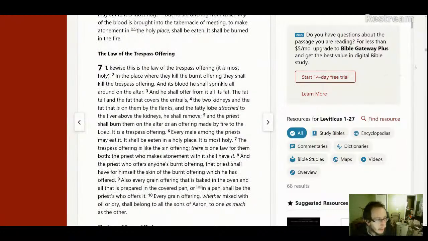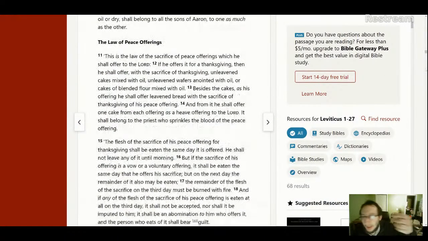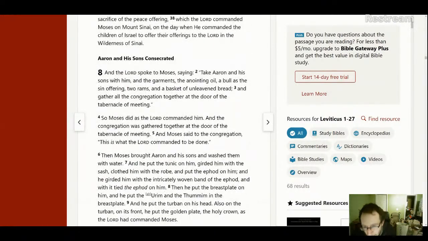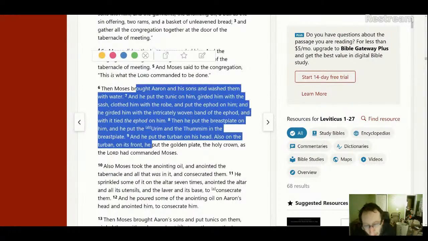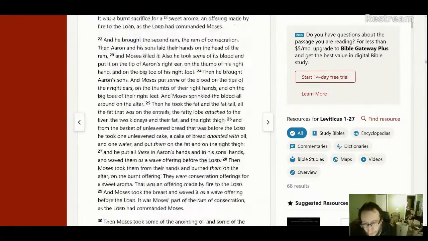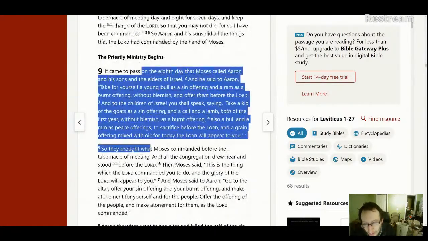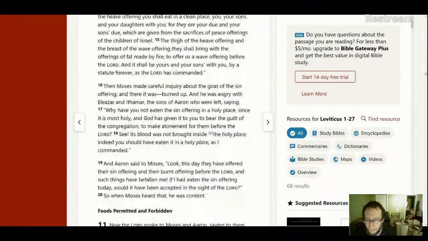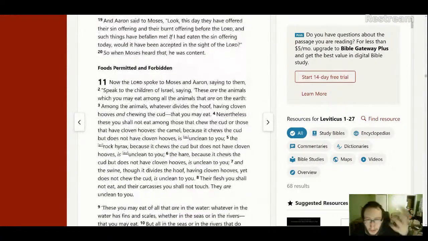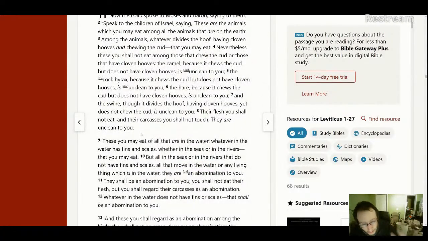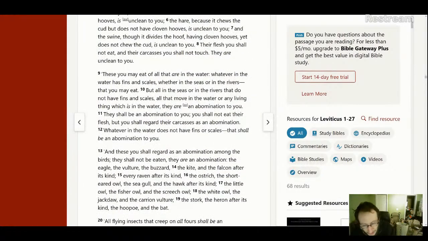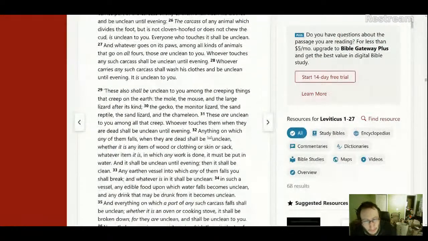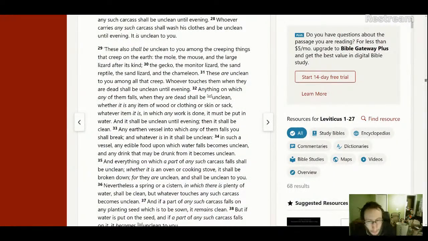Then we have the ordination, and we saw the ordination mentioned earlier in Exodus, where it says, "This is how you are to ordain Aaron and his sons." And then we see Aaron and his sons are consecrated. So now here's the account of them being consecrated. The priestly ministry begins. Then we have the list of unclean things. So God would have given the laws of uncleanness in the book of the law, and then Moses would rehash those and re-explain the laws of uncleanness to the people at a later time.